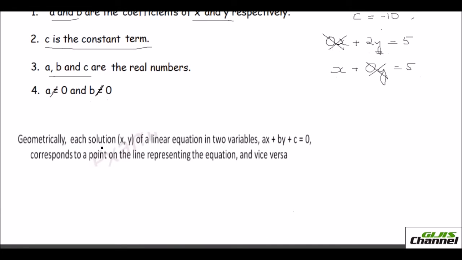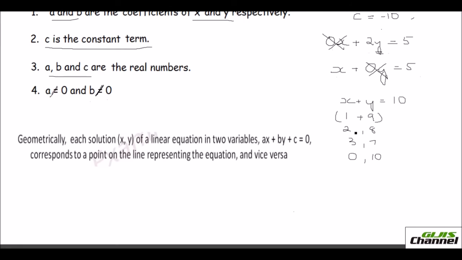So geometrically, in case you find a solution, you can have any number of solutions, right? Each solution x and y of a linear equation in two variables corresponds to a point on the line representing the equation. So I'll tell you what this is. When you take x plus y equals 10, you can have different values here. When I take x as 1, your y can be 9, right? When I give value 2 to my x, your y can be 8. For 3, it can be 7. If I give 0 for x, it can be 10 here, right?